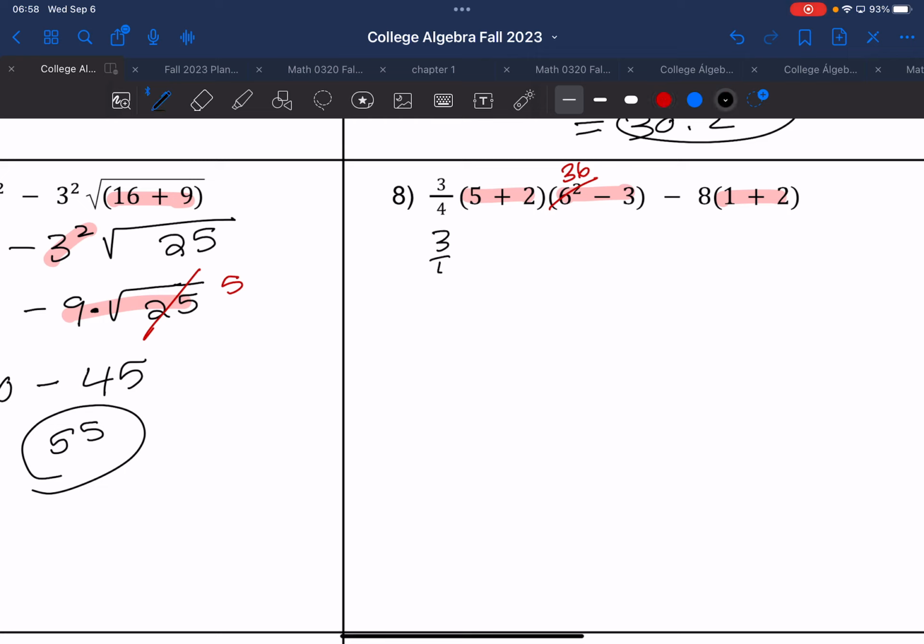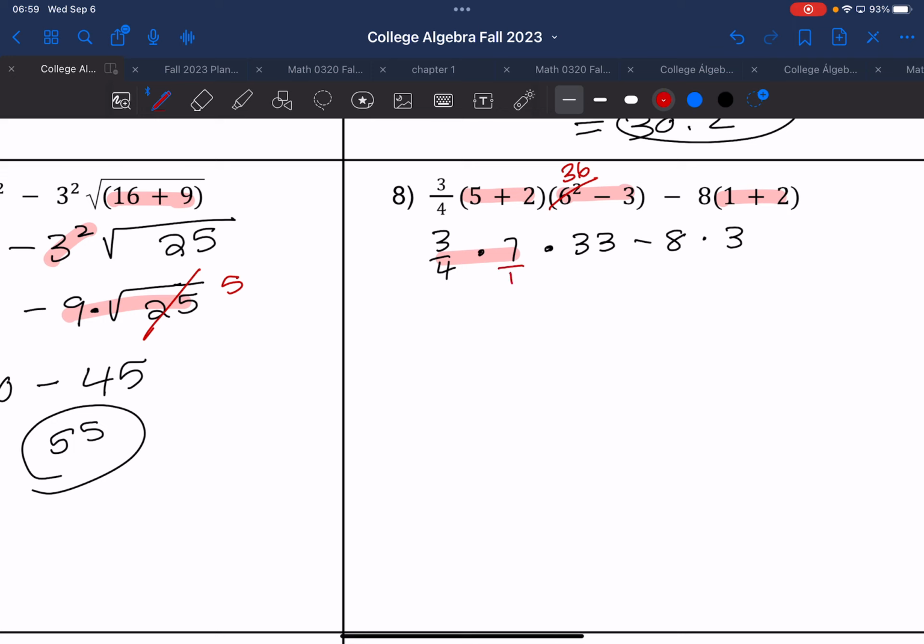Okay, so I have 3/4 times 7 times 33 minus 8 times 3. So all I did was simplify my parentheses. Okay. What is my next step? Multiplication. So I'm going to go ahead and first multiply this one out because I'm going to have to turn that 7 into a fraction in order to multiply this and keep our fractions for now. So in order to do that, this 7 becomes 7 over 1.